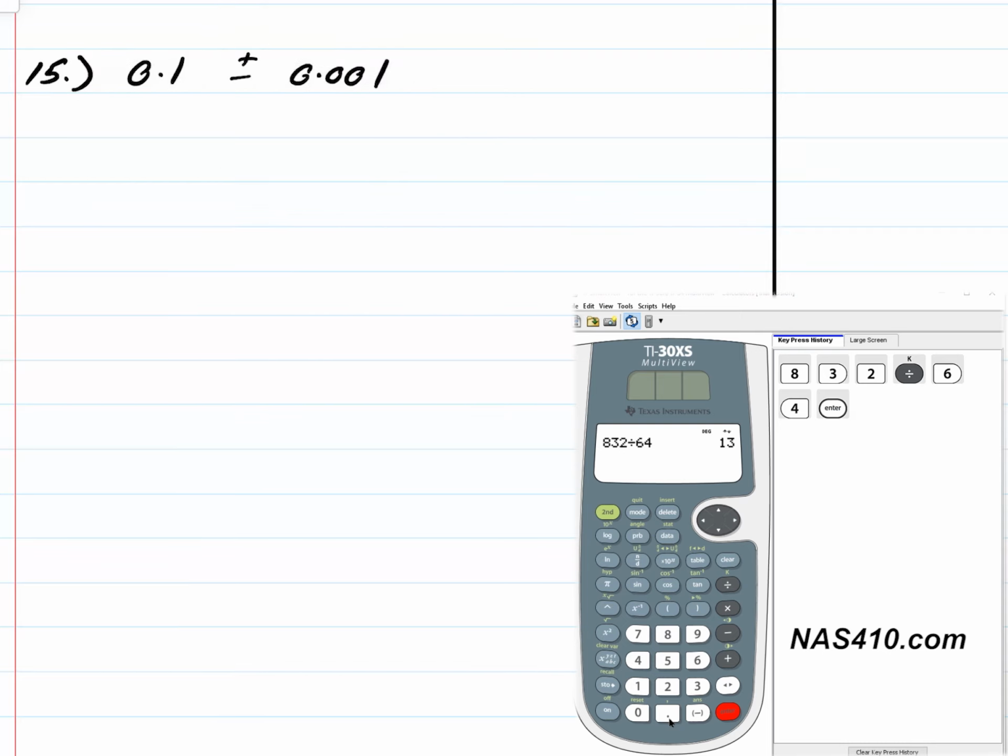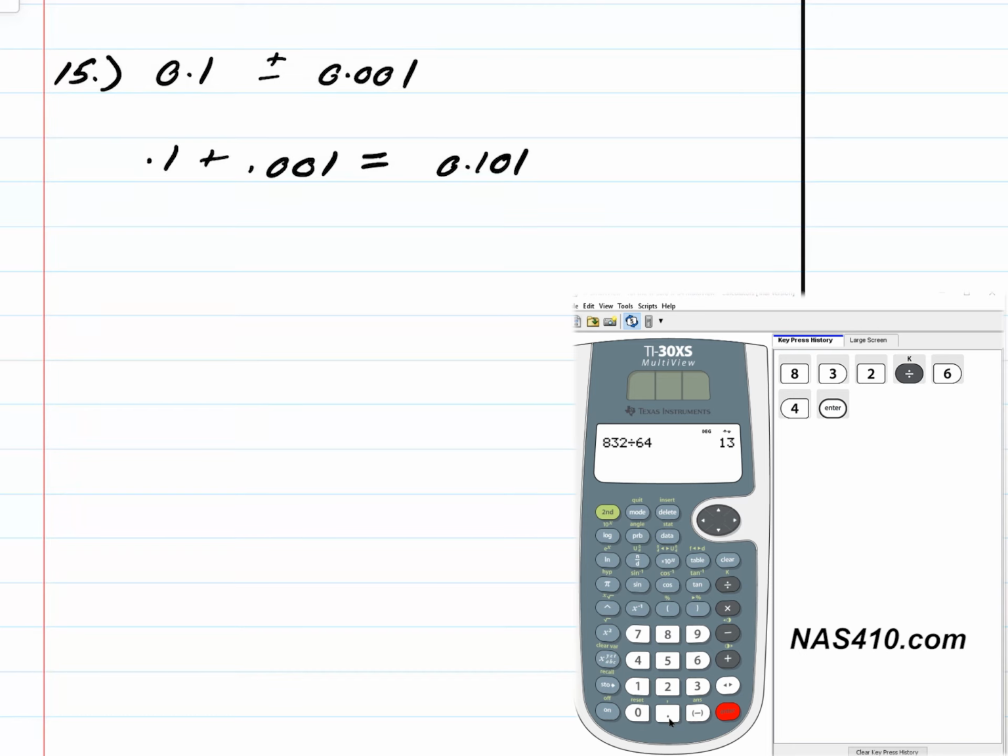Okay, number 15, another plus or minus operation. I have 0.1 plus or minus 0.001, and so I'll do 0.1 plus 0.001, and that is equal to 0.101. Okay, and next I'll do 0.1 minus 0.001, and that is equal to 0.099.